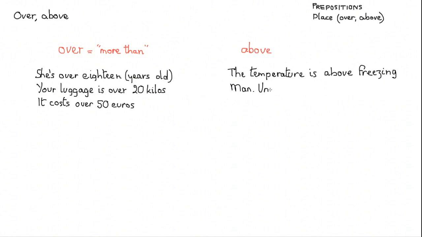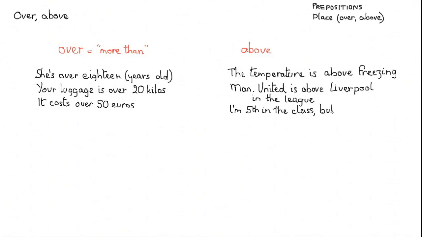And here's the second example. Manchester United is above Liverpool in the league. Man United and Liverpool are football teams. I don't know much about football, but I know there's a league and I know those teams are in it. And here's the last example. I'm 5th in the class, but Sam is above me. Now those 3 uses of above all have something in common, which I'll write up here. I think above here equals higher than.